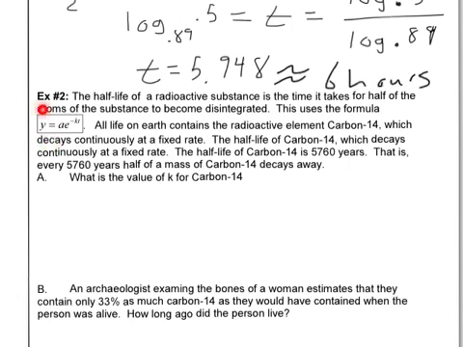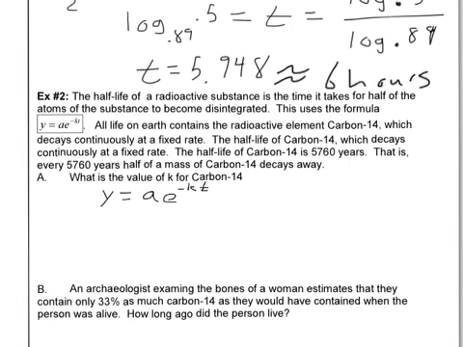All life on Earth contains a radioactive element, carbon-14, which decays continuously at a fixed rate. The half-life of carbon-14 is 5,760 years. That is, every 5,760 years, half of a mass of carbon-14 decays away. So what is the value of k for carbon-14? Well, let's try and look at this equation. We got y equals A e to the negative kt.